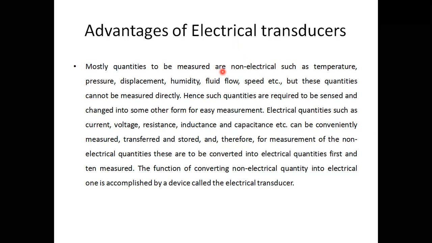Since there are so many moving parts, frictional losses also occur in mechanical instruments, so the output may not be accurate. And since there are so many moving parts, the speed of response is very, very less. They create much more noise, and they need much more space to install.